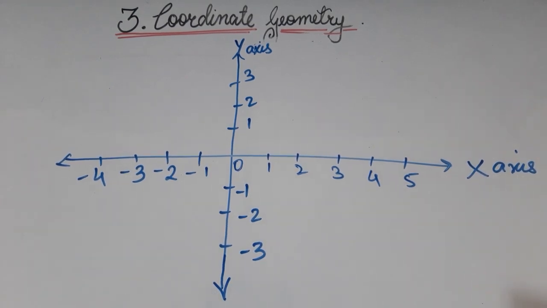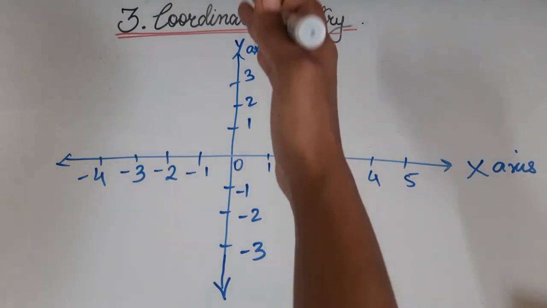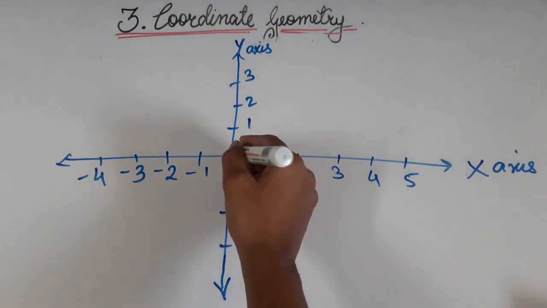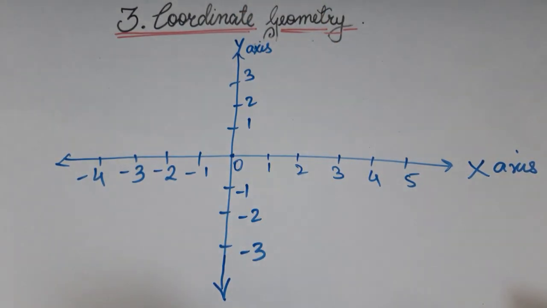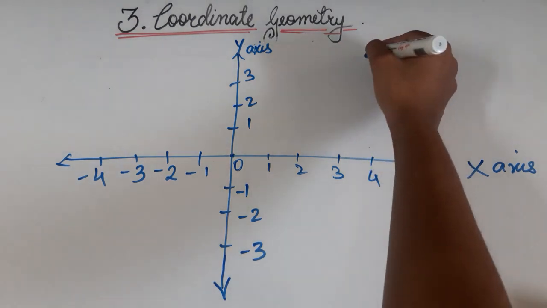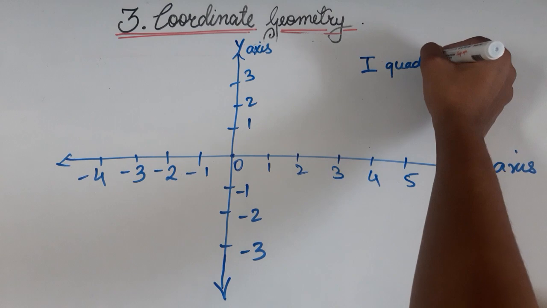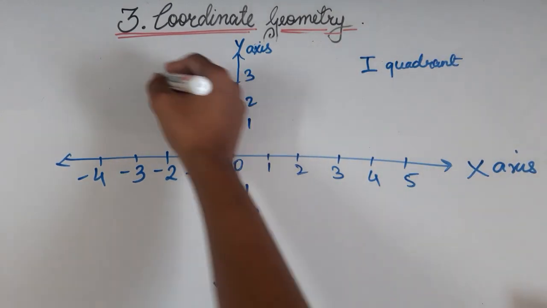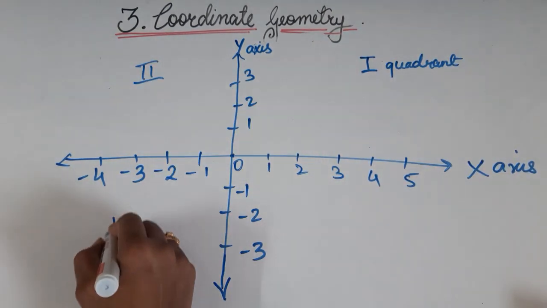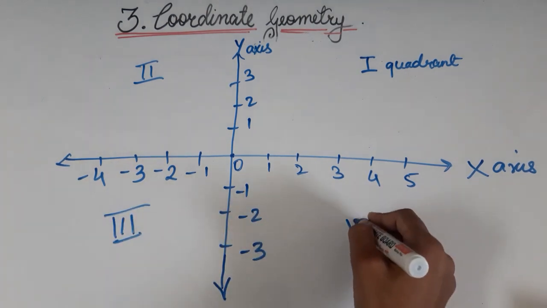So we saw how to locate the points in a Cartesian system. Now we will discuss again the quadrants. Because of the two axes intersecting each other at the origin at a right angle, the plane is divided into 4 parts and each part is called a quadrant. This one is your first quadrant, second quadrant, third quadrant and fourth quadrant.